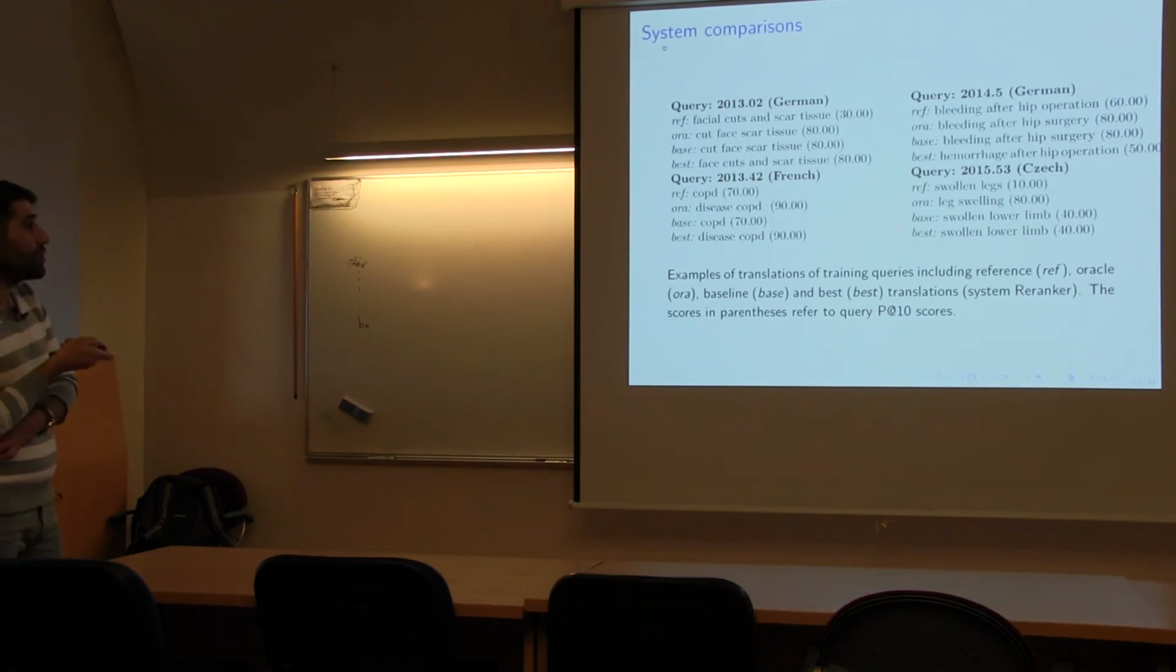Here also we have improvement, swollen lower limb. This is the best hypothesis. It's similar to the baseline system. We couldn't choose a better hypothesis, and this hypothesis gives the highest P at 10, leg swelling.